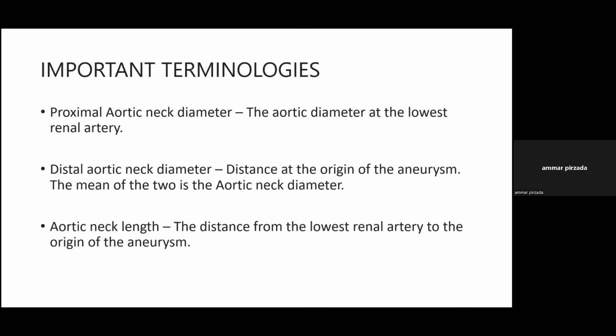What is the aortic neck length? Neck is the distance from the lowest renal artery to the point of the aneurysm where it originates. So this is known as the aortic neck length. What exactly should be the diameter or length? I'll come to the specific, objective values at the end of this presentation.